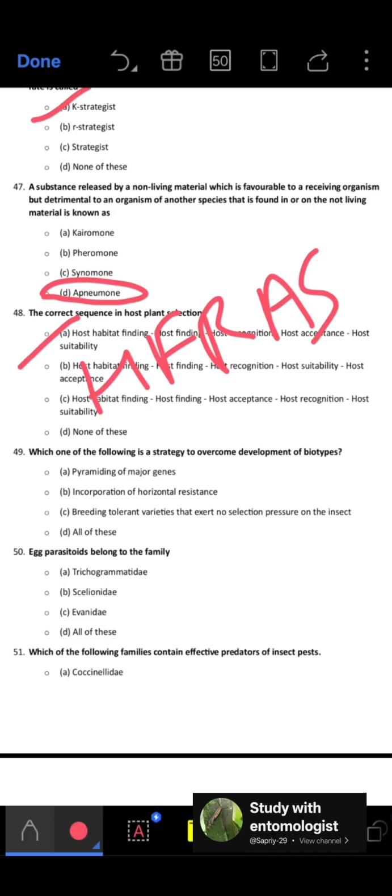Which one of the following is a strategy to overcome development of biotype? Like we can use pyramiding of the major genes, we can incorporate horizontal resistance, meaning multiple gene resistance, and third, breeding tolerant varieties that exert no selection pressure on the insect. So all of these we can use to overcome the biotypes.